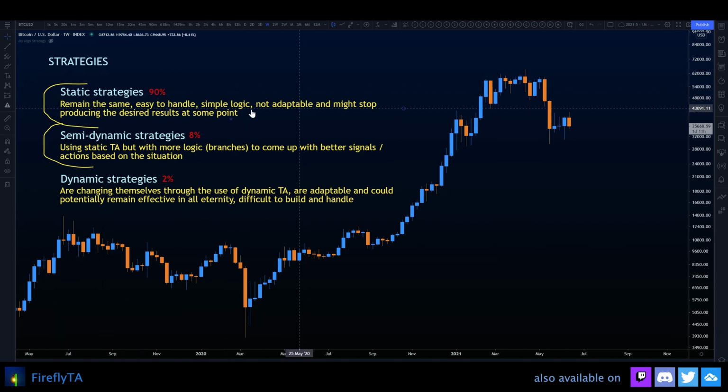So whenever you want to learn something about static strategies, it's very simple. You just go to YouTube and you look up trading strategies, and 9 out of 10 strategies you will find are static strategies. They are very simple, very easy to handle, very easy to replicate. You can simply put 2 lines on the chart, wait for a cross, enter the market, wait for a counter cross, exit the market or short or whatever.